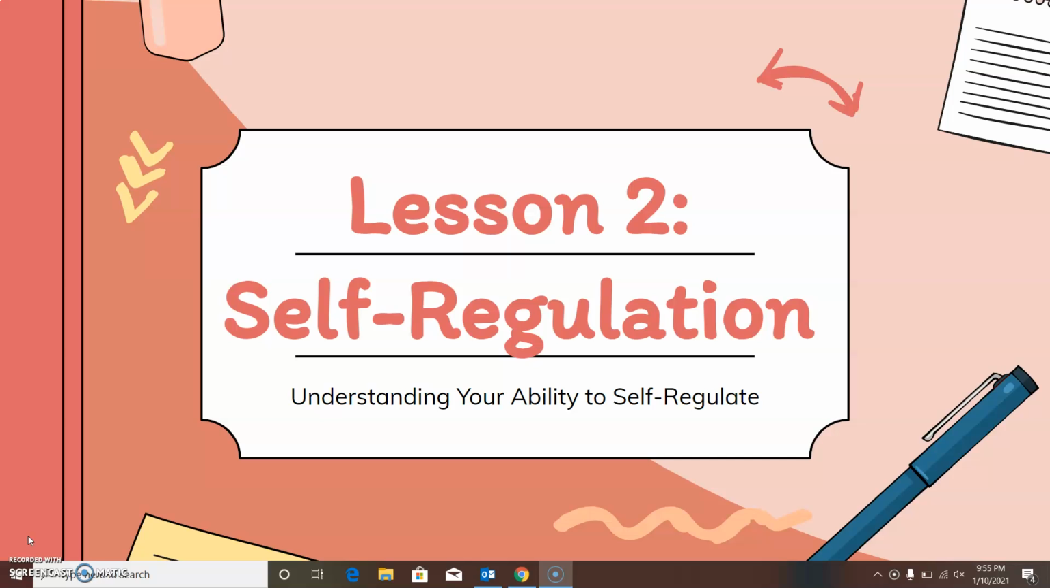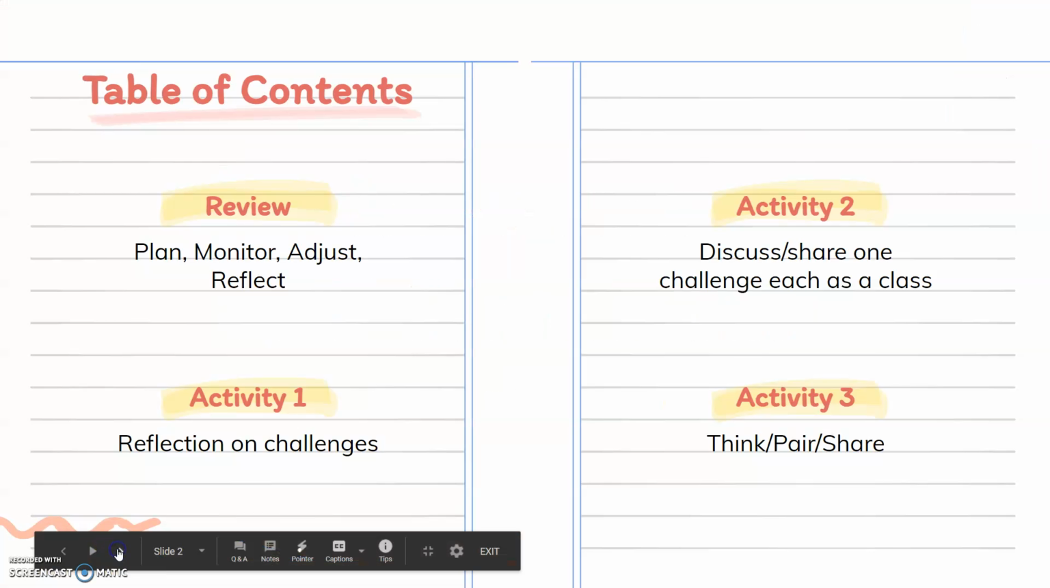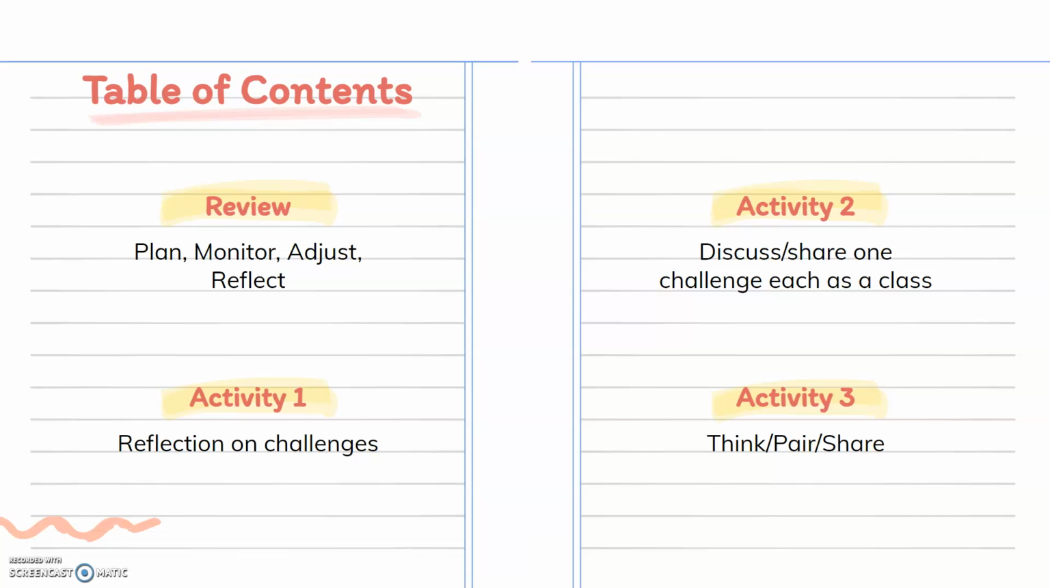This is lesson 2. Here we will be specifically focusing on how to understand your ability to self-regulate within your own life. In today's activity, we are first just going to review, and then we will work on activity 1, activity 2, and activity 3. Teachers, if you do not complete this today, feel free to spread it out throughout the week to complete it before next week's lesson.